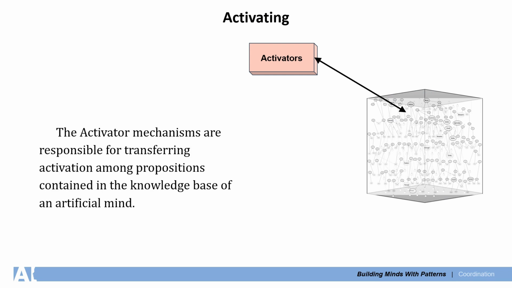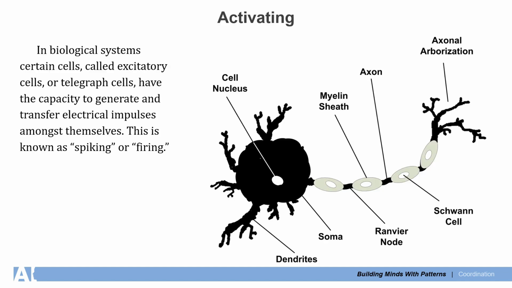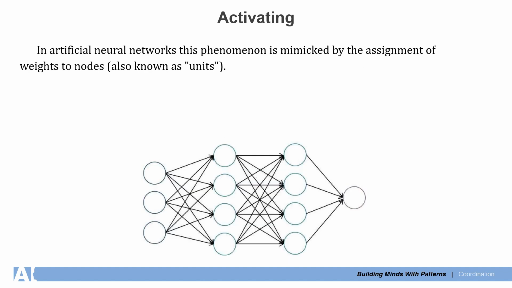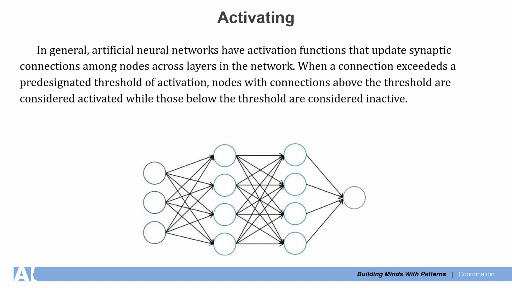The activator mechanisms are responsible for transferring activation among propositions contained in the knowledge base of the artificial mind. In biological systems, certain cells called excitatory cells or telegraph cells have the capacity to generate and transfer electrical impulses amongst themselves. This is known as spiking or firing. In artificial neural networks, this phenomenon is mimicked by the assignment of weights to nodes, also known as units. In general, artificial neural networks have activation functions that update synaptic connections among nodes across layers in the network. When a connection exceeds a pre-designated threshold of activation, nodes with connections above the threshold are considered activated, while those below this threshold are considered inactive.